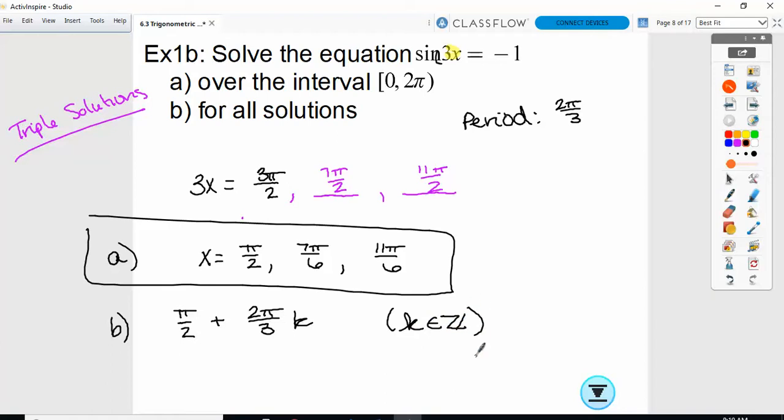So you have to figure out what your period is on these in order to know what to add each time. What did you just write? What was that? Oh, that means k is an integer, like -1, -2, 1, 2, 3. So you put your k, you do a curved looking E and then a double-barred Z. Or you could write in words, k is an integer. That's just the shorthand. All right. Questions there?